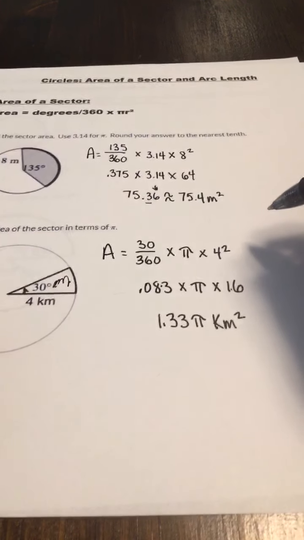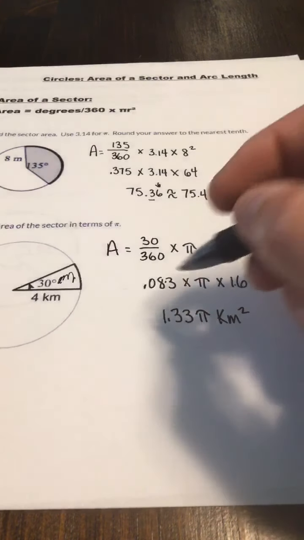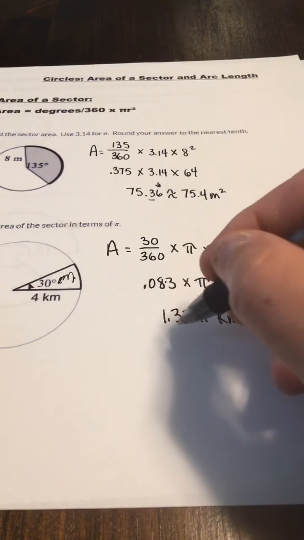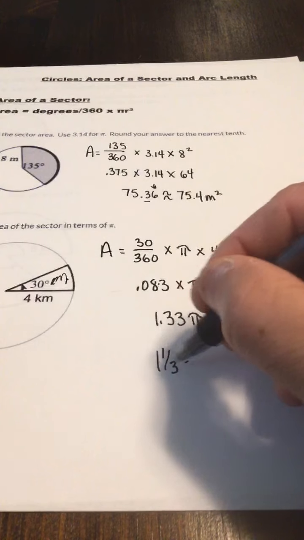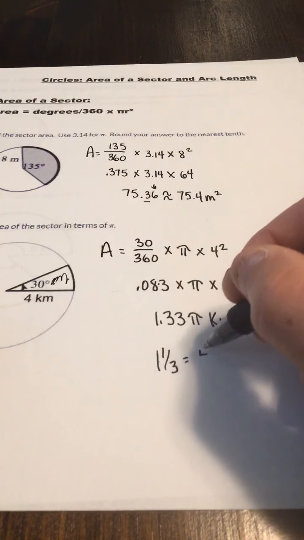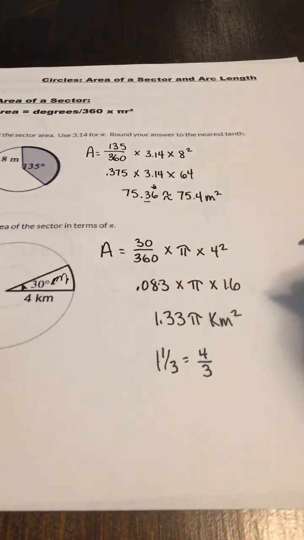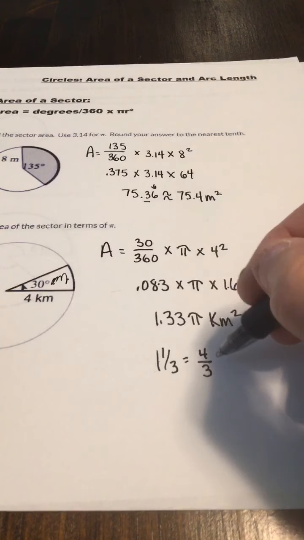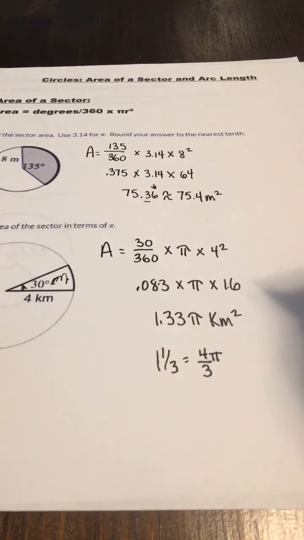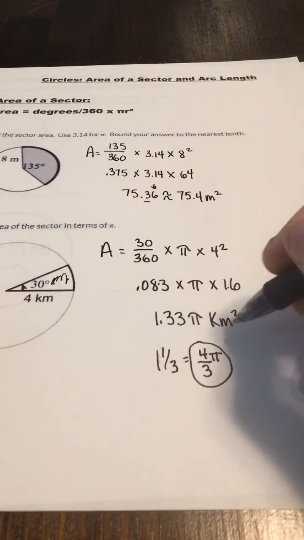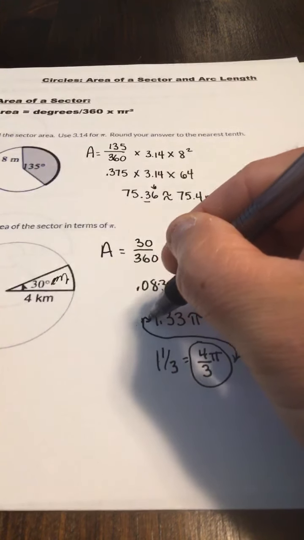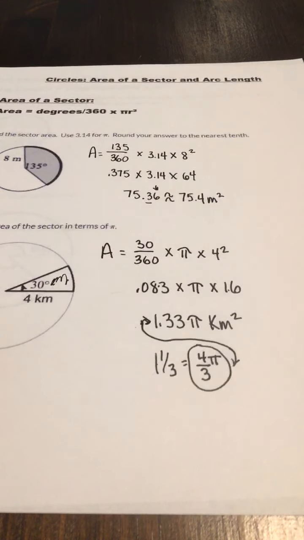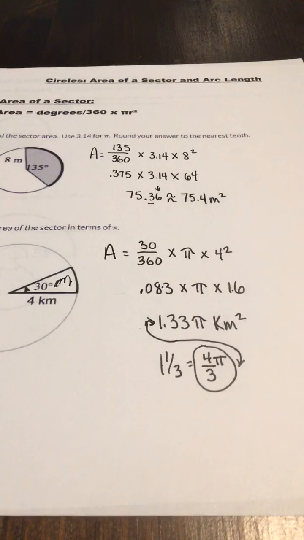Now if I want to change that into fractional terms, this is 1 1/3, which equates to 1 times 3 is 3, plus 1 is 4 over 3. And I would just bring down my pi. So this would be it also. So this answer and this answer are the same. And that is how you find the area of a sector.